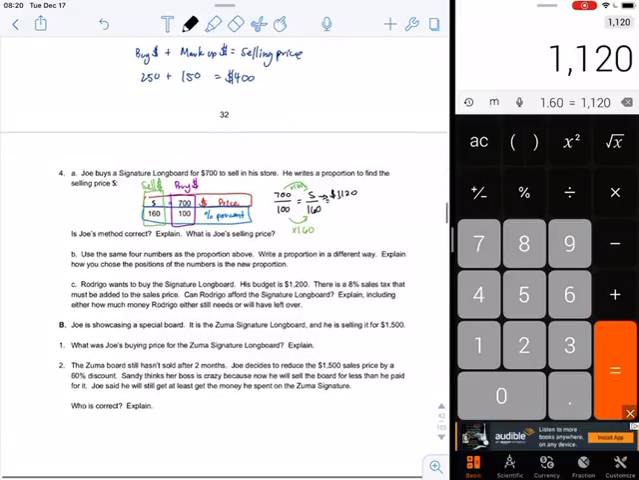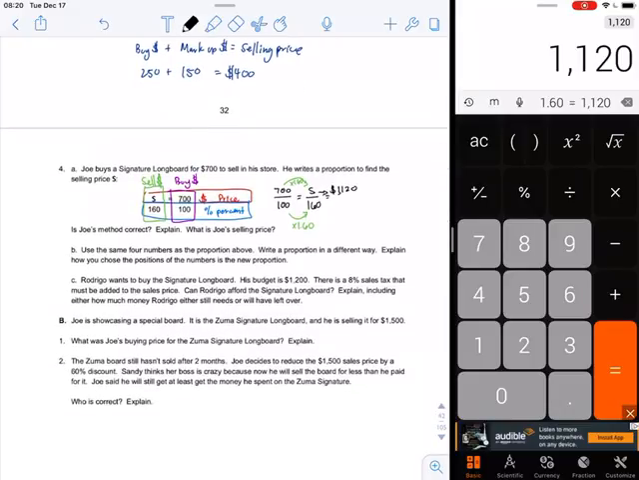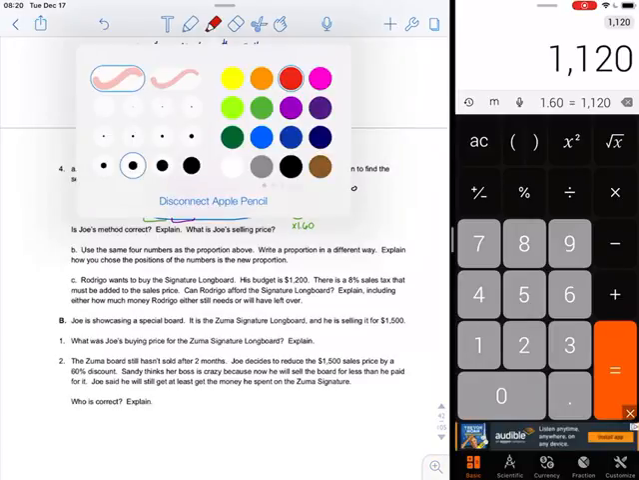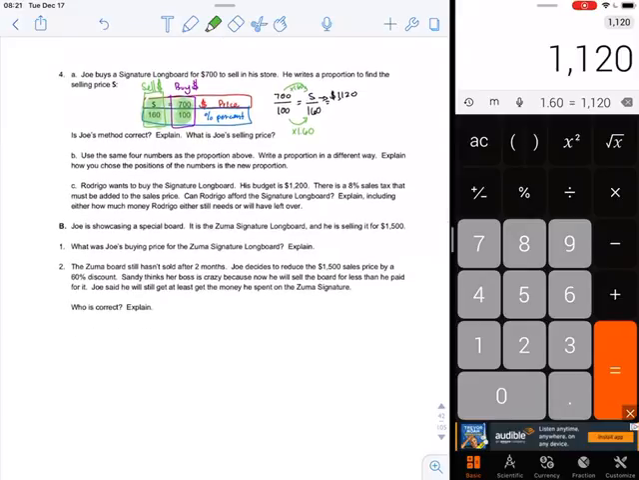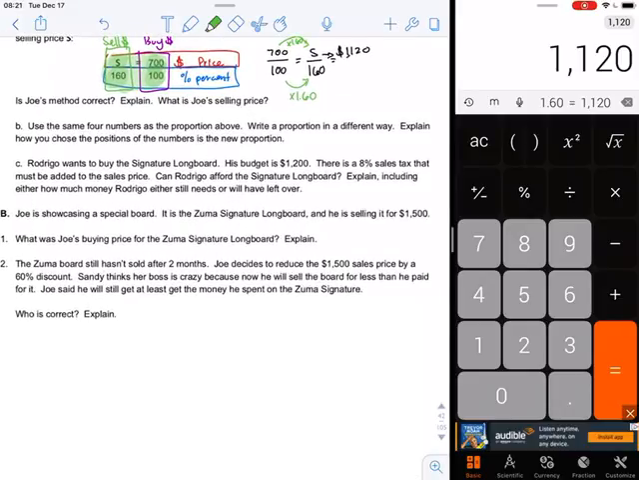Okay, it says use the same four numbers in a proportion above and write a proportion in a different way. Now, I'm going to leave this one blank for you guys so you can figure this out. Here you have to use these four numbers, 1, 2, 3, and 4, and rewrite it. Make sure the prices are together, make sure the percents are together, the buy price and the sell price are together. You're going to rearrange it. You had a question similar to this on your quiz. Okay. All right. I'm going to skip B, let you guys figure that one out. And I'm going to jump to Rodrigo's question.